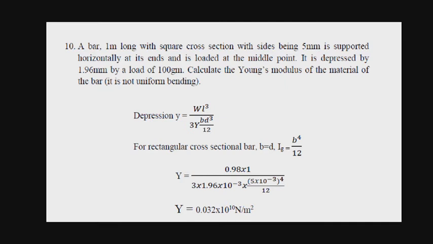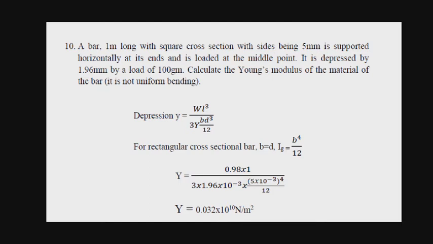So given is B is equal to D, that is 5 millimeter, which is equal to 5 into 10 to the power minus 3 meter. L is equal to 1 meter. M is equal to 100 gram, that is 100 into 10 to the power minus 3 into 9.8. So that is 0.98 Newton. Small y depression, which is equal to 1.96 millimeter, which is equal to 1.96 into 10 to the power minus 3 meter.